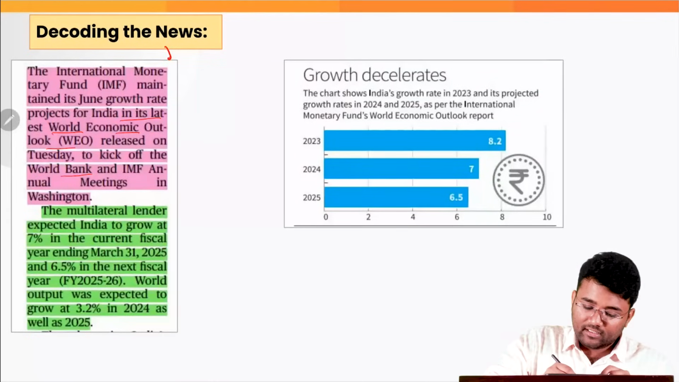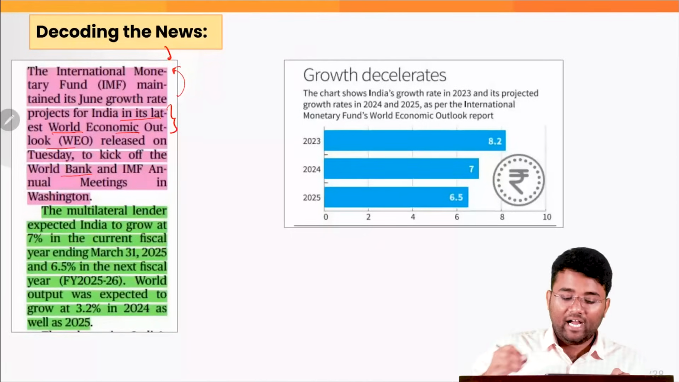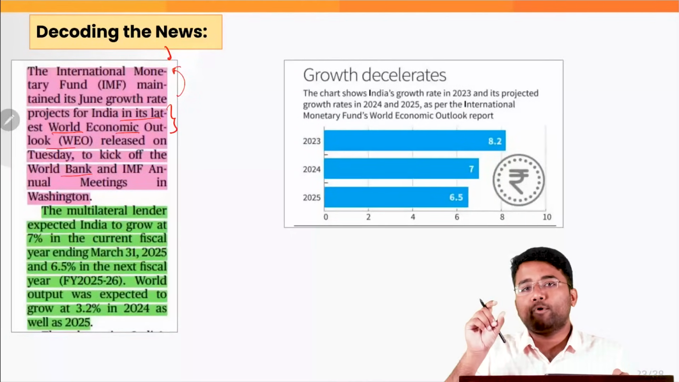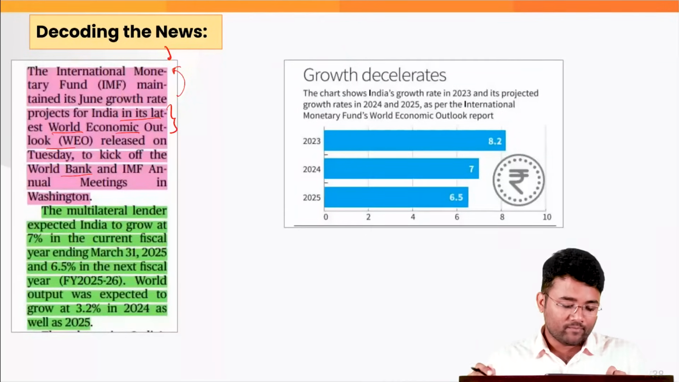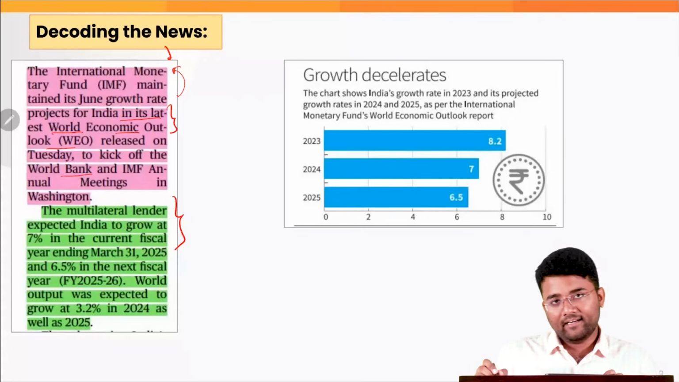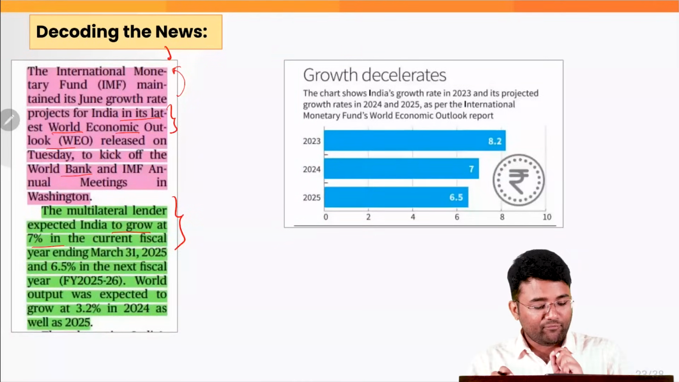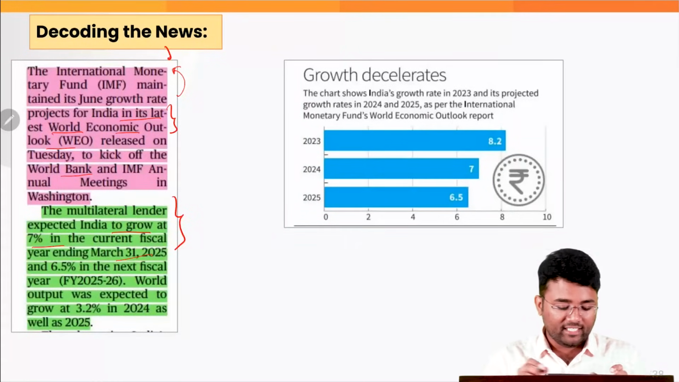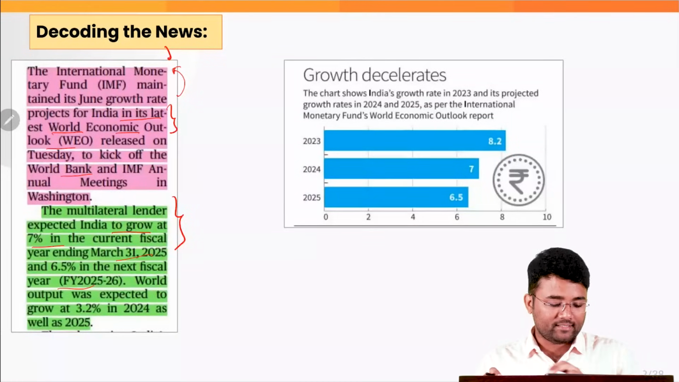So the first information is that this World Economic Outlook is released by the IMF. Now you tell me that this report, World Economic Prospects, is released by which organization in the comment box. This multilateral lender named IMF expected India to grow at 7% in the current fiscal year ending March 31, 2025, and 6.5% in the next fiscal year, that is financial year 25 to 26.